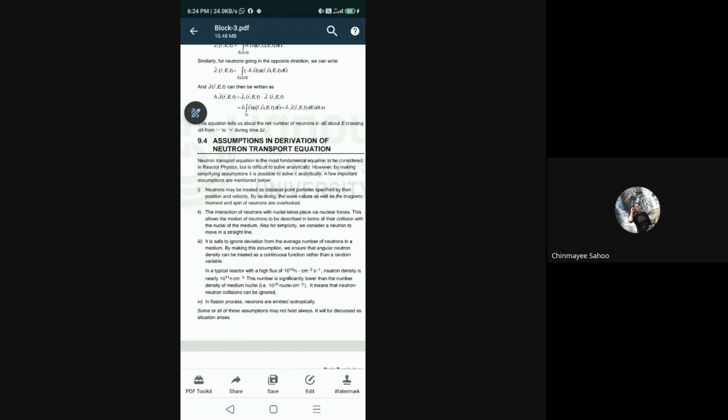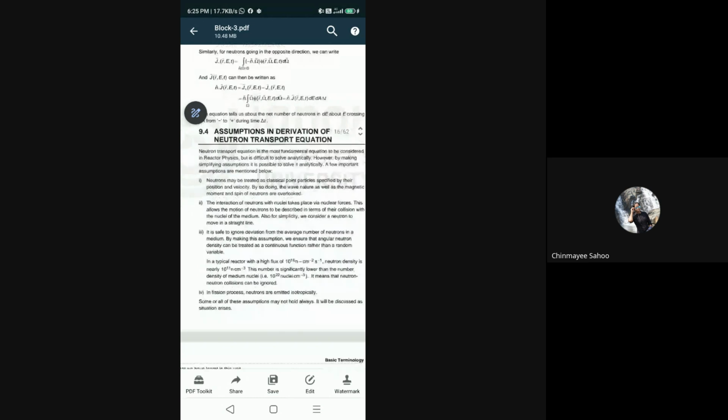By making this assumption, we ensure that angular neutron density can be treated as a continuous function rather than a random number. In a typical reactor with a high flux of 10^16 neutrons per cm^2 per second, neutron density is nearly 10^11 neutrons per cm^3. This number is significantly lower than the number density of medium nuclei, that is 10^22 nuclei per cm^3. It means that neutron-neutron collisions can be ignored.